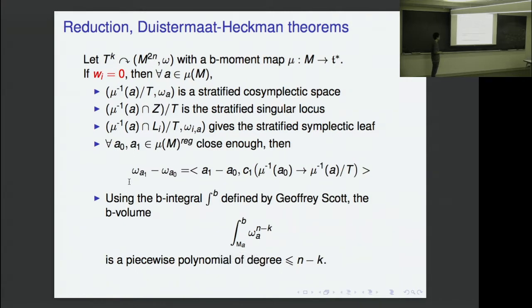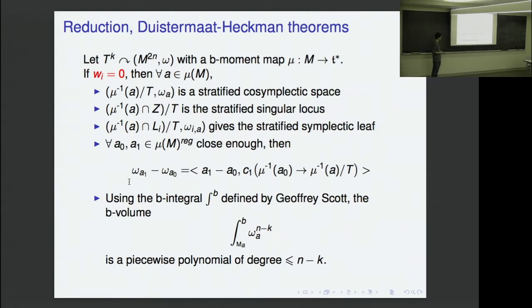And then if we move the moment image a little bit inside the regular chamber of the moment image, then there will be the Duistermaat-Heckman theorem, that the change of this reduced cosymplectic form can be measured by this pairing, A1 minus A0, with the first Chern class of this fibration, supposing that this is actually a torus fibration.